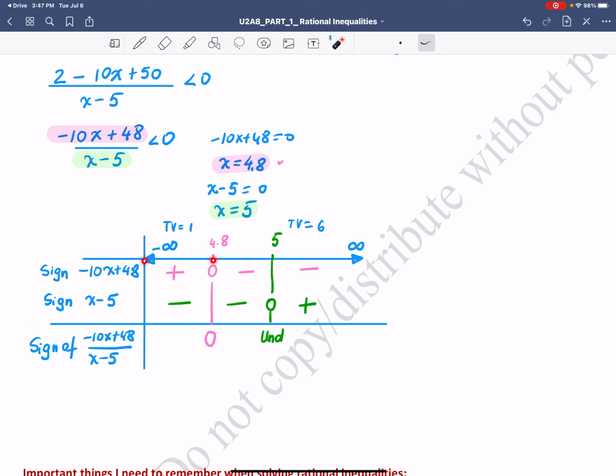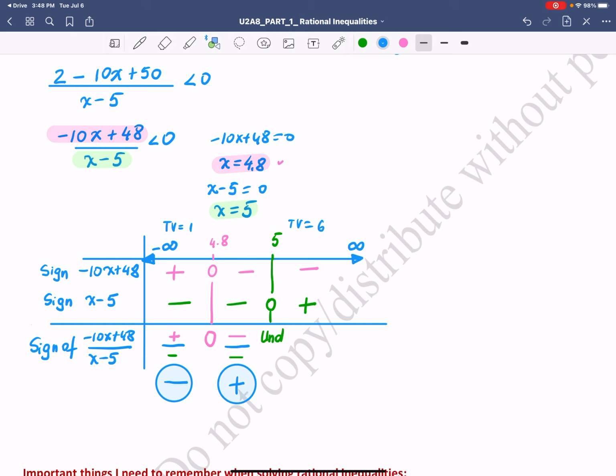For the next x values, between 4.8 and 5, the numerator will be negative, and the denominator will also be negative. So that tells us that the rational expression will have the sign determined by the numerator, which is negative, divided by the denominator, which is also negative, and that will give a positive value.